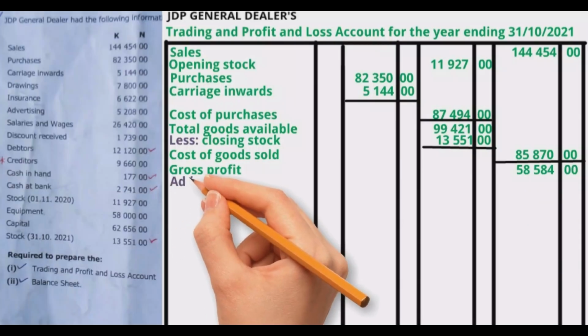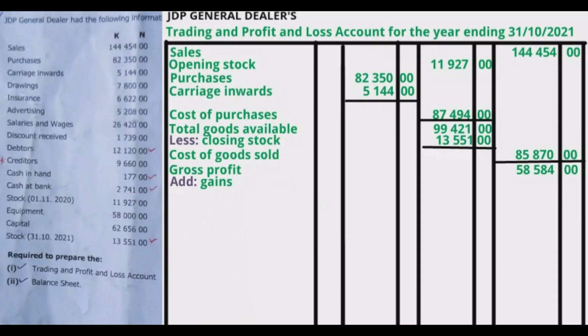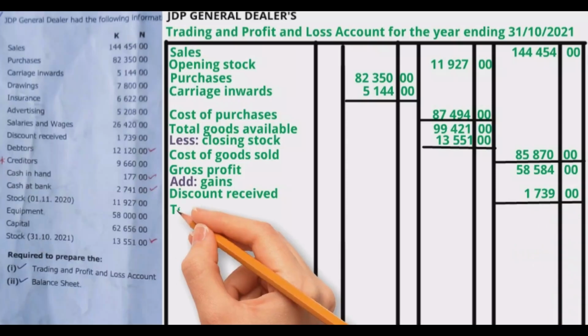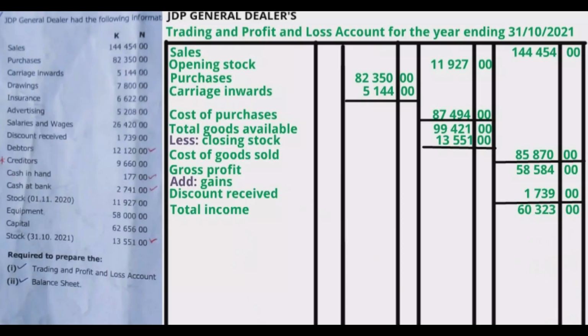After that, we add the gains. How much are the gains? Discount received, which is 1,739. So we add that to the gross profit, and it gives us 60,323. That is the total income.